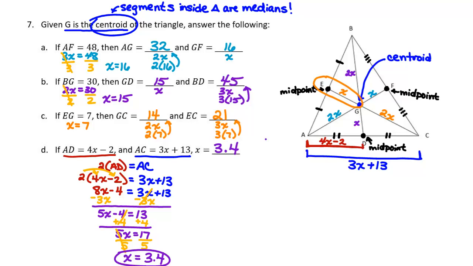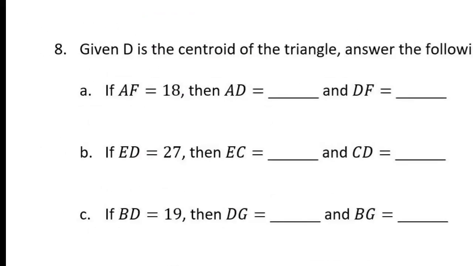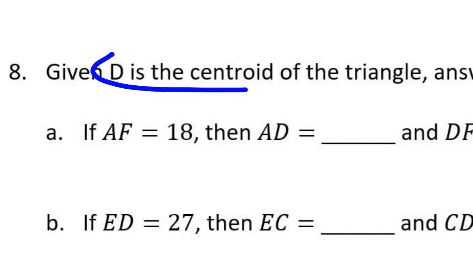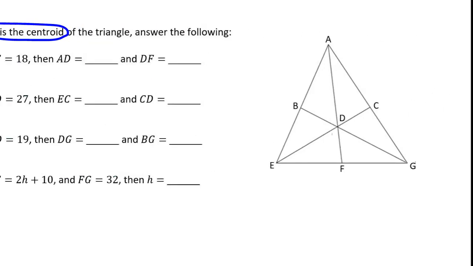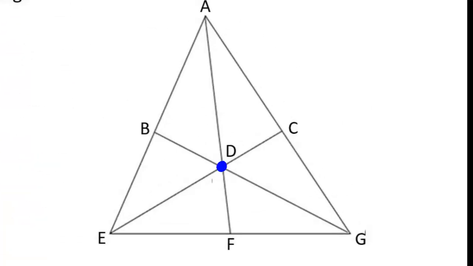Very nice work. Let's go look at the next one. We'll do the next one together, and then I'll give you guys the last one to practice on your own. All right? What's the first thing that they tell us on number 8? D is the centroid. So the first thing I'm going to do is I'm going to come over here to my picture. I'm going to label my centroid.